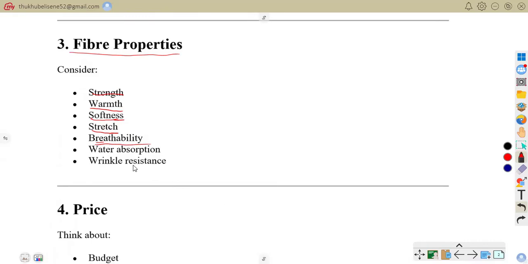Then water absorption. Some fabrics absorb sweat and water better than others. And then we have wrinkle resistance. Polyester shirts stay smooth after washing. That's when we talk of wrinkle resistance, because wrinkle resistant fabrics require less ironing. Now let's come to price.